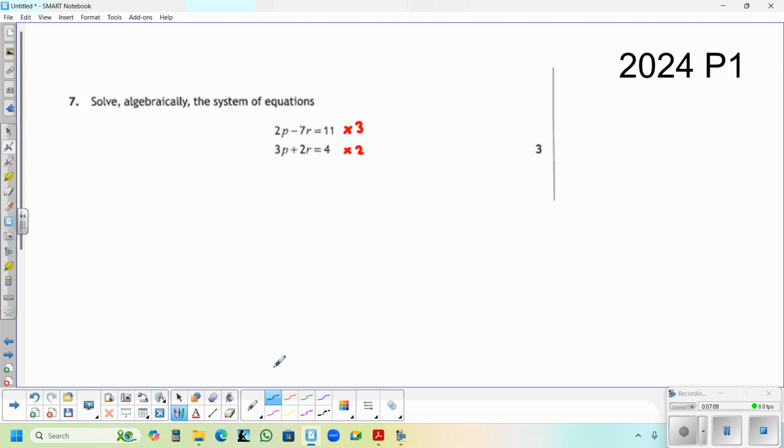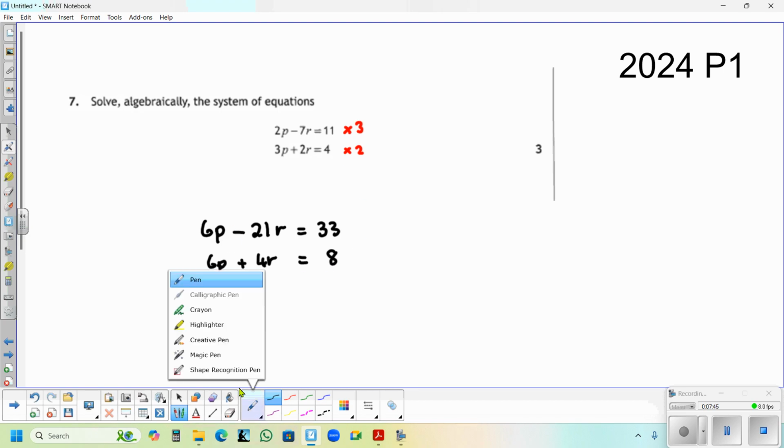Be careful when you're doing the arithmetic. So 3 times 2p gives me 6p. 3 times minus 7r gives me minus 21r. And 3 times 11 gives me 33. Take 1 second to check it. 6p minus 21r, 33. Multiply that one by 2 gives me 6p plus 4r. And 4 2s are 8. Take a wee second to check it. 6p, 4r, and 8. So that's my 2 new equations.